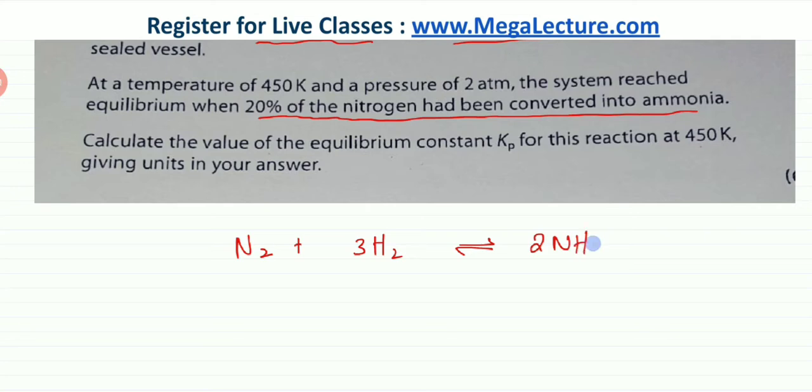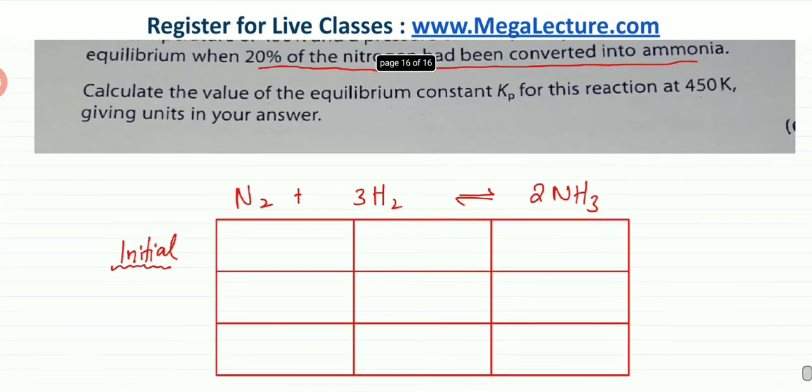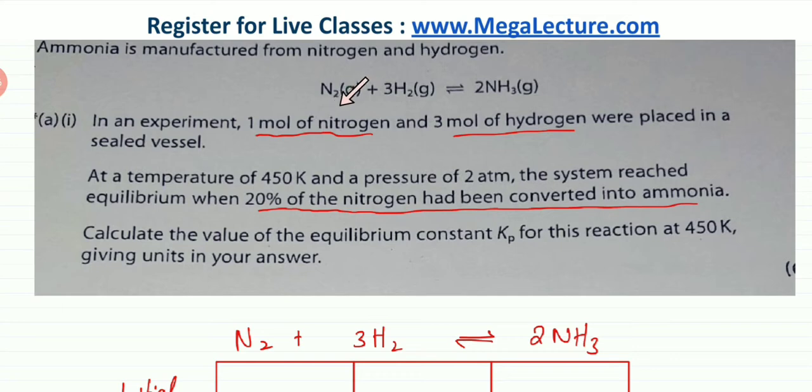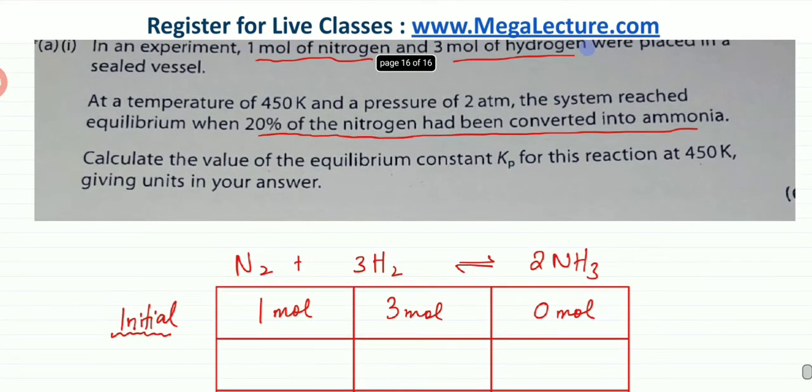I'm going to construct my table now. So here you can see I've constructed the table, and I'm going to add the initial moles that were added. So the reaction is this. This is the equilibrium that's going to be reached. The initial moles that were added, as stated in the question, are 1 mole of nitrogen and 3 moles of hydrogen. So let's add those moles. 1 mole of nitrogen and 3 moles of hydrogen were added, and ammonia is 0 moles initially because no ammonia was added.